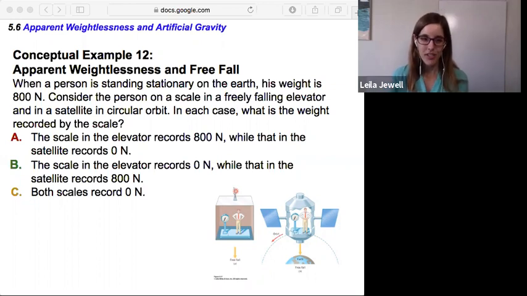Right, so we've previously seen this one, and we saw that when the elevator chain breaks, the man starts freely falling, as does the elevator around him. While they're in free fall, the man can't push on the scale to have it show any weight. And so he appears weightless, right? There's nothing on the scale there. What about the circular orbit?